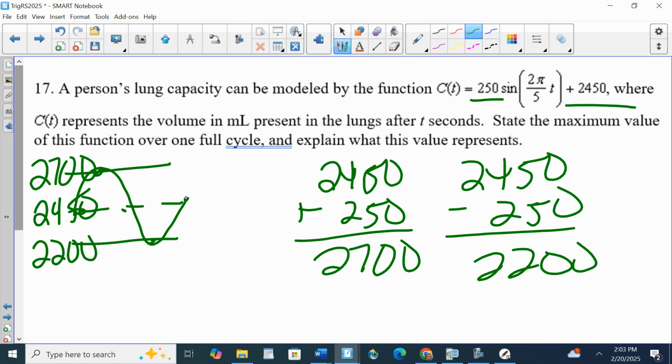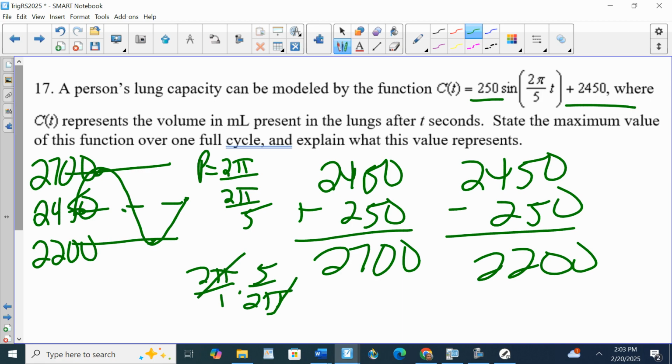And the period is 2 pi over the frequency. So the period is 2 pi over 2 pi over 5. 2 pi over 1 times 5 over 2 pi. Keep, change, flip. When I'm divided by a fraction, my period is 5. I got more than enough information that I need at this point. It's asking for the maximum value, 2700.